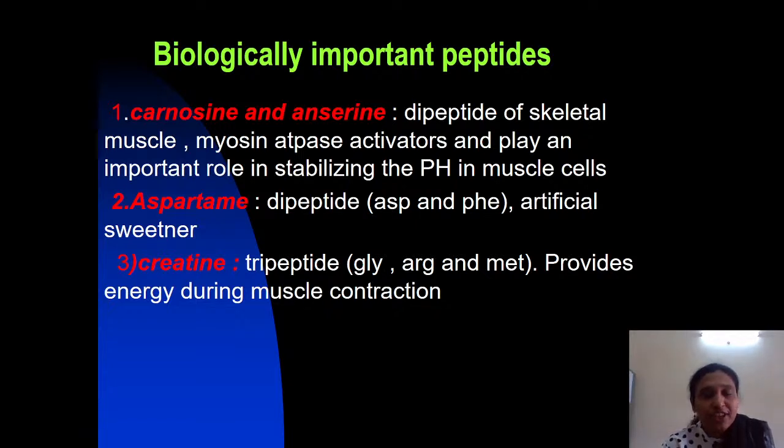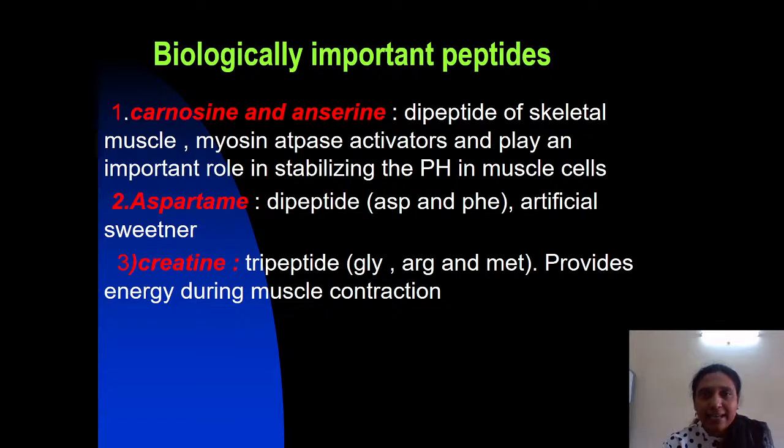If more than 50 are there, those you can call as protein. I think you understood the difference between a peptide and a protein. Both are made up of amino acids only. Then how do you differentiate whether it is a peptide or a protein? Here, based on the number of amino acids.